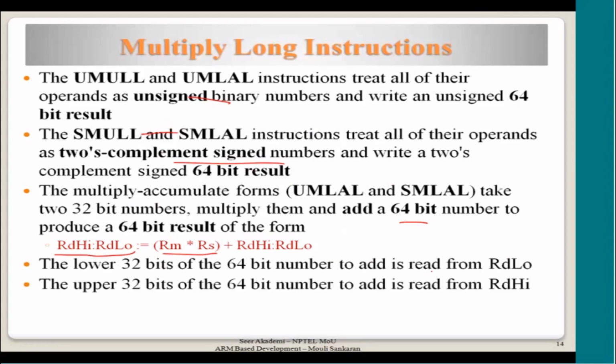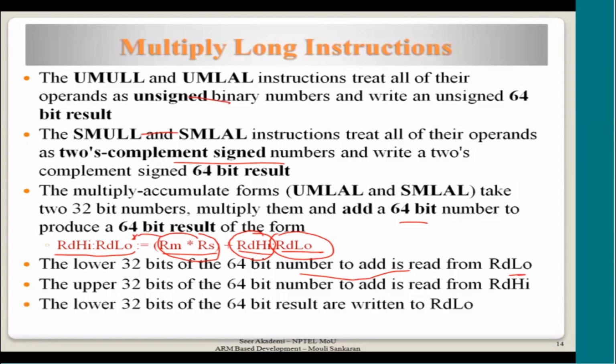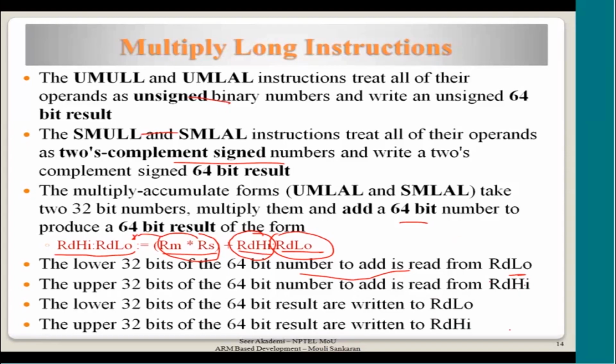Okay. So the lower 32 bits of the 64 bit number to add is read from RDLO. That's what here. Please understand that the lower 32 bit of addition is coming from here, the higher 32 bit of addition comes from here, and then this is multiplied and then added to this, and then the 64 bit result value is put into the registers. Okay. So we have come to an end of multiplication. I hope you understood this. It's very simple. You try out some simple numbers with the simulator, and then you will understand where the results land. Okay.